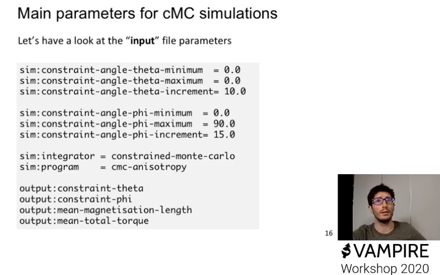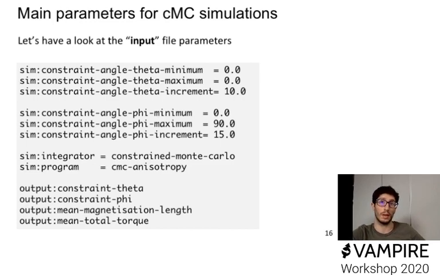Then we have the other important bit, which is we need to tell the code that we want to run a constrained Monte Carlo simulation where we use the constrained Monte Carlo integrator. So we say simulation integrator and then we say constrained Monte Carlo.